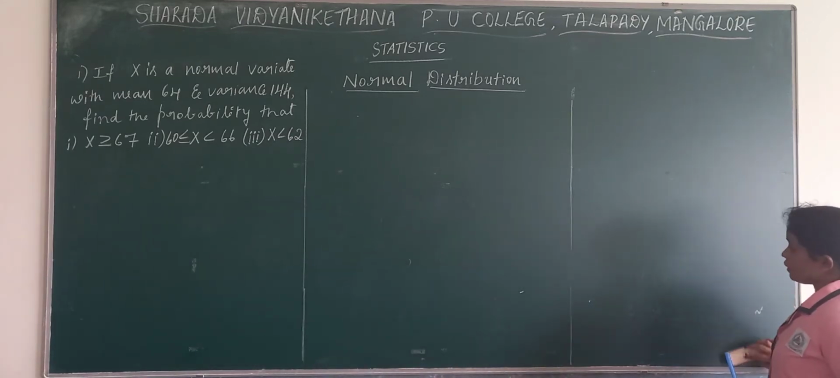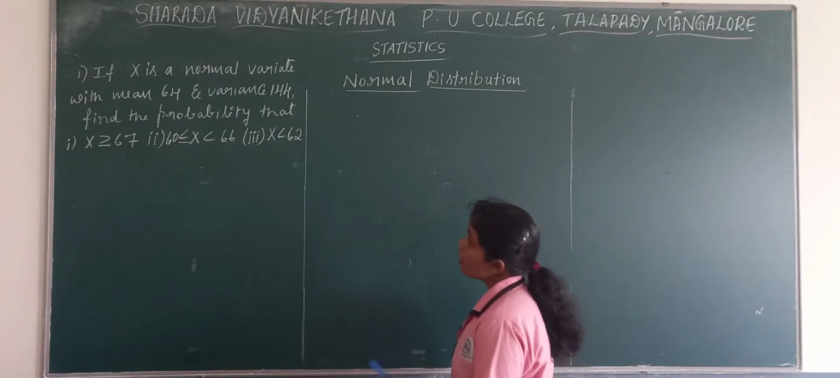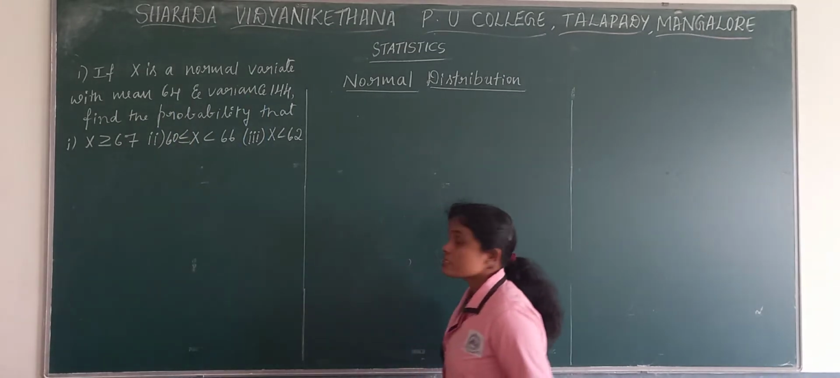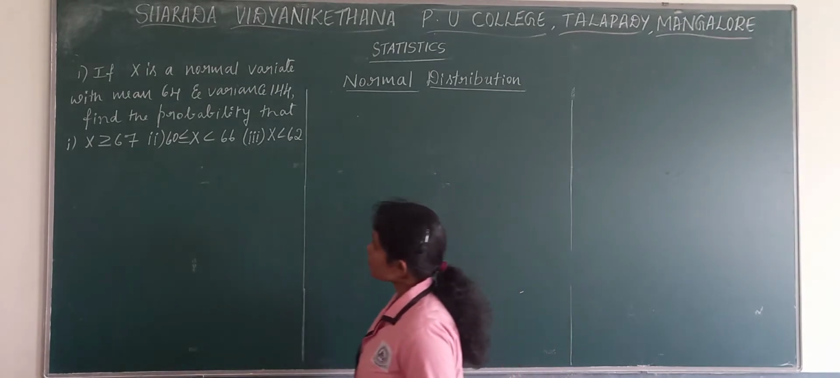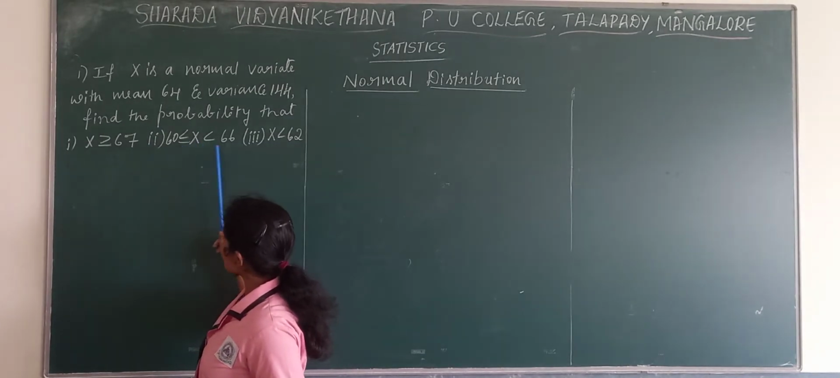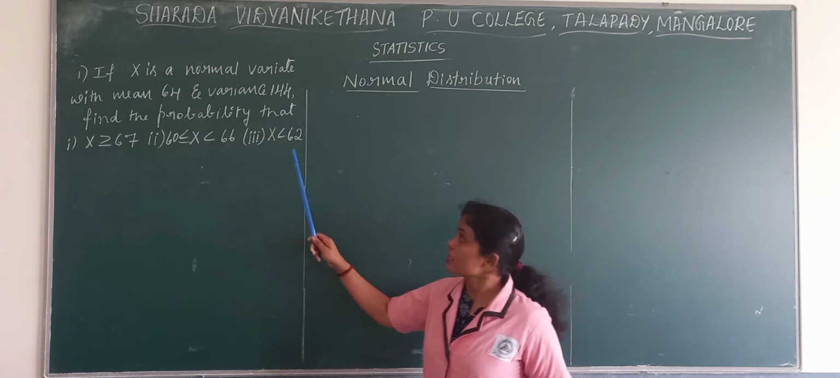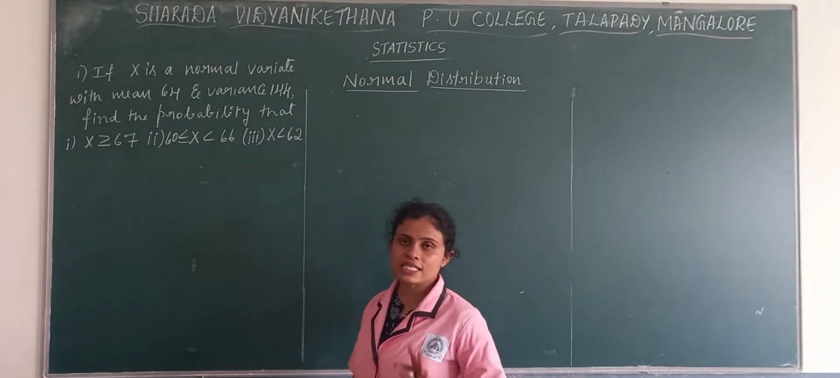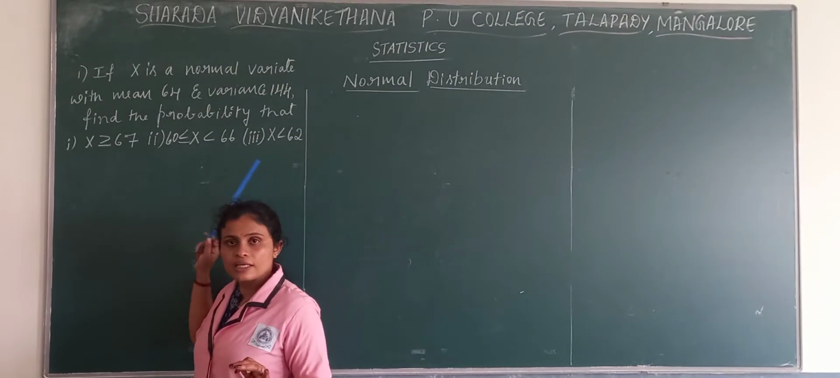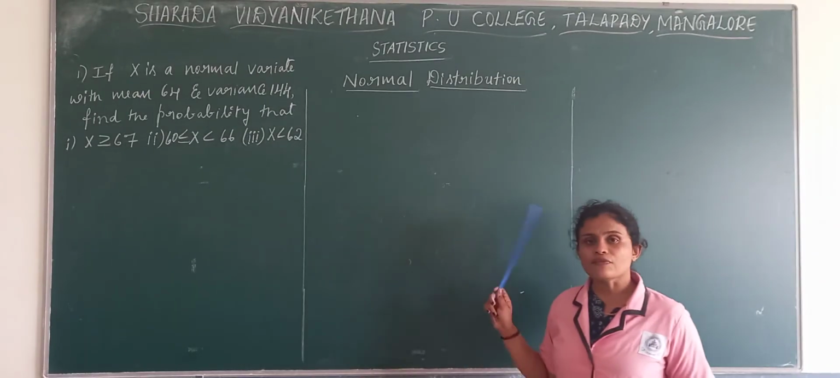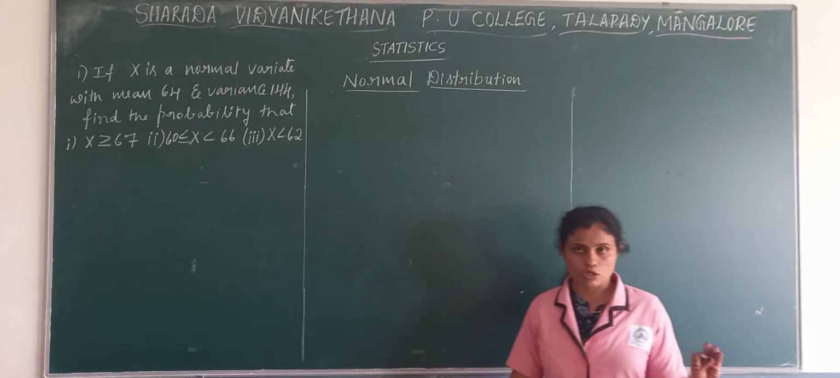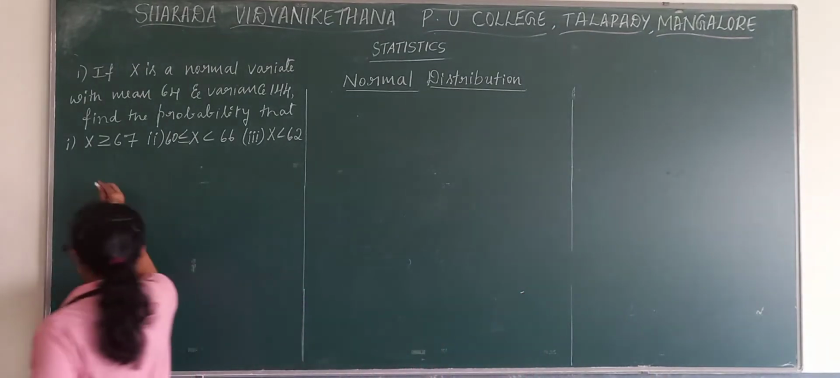Now we are on the first problem. If x is a normal variate with mean 64 and variance 144, find the probability that x is greater than or equal to 67, x is greater than 60 but lesser than 66, and x is lesser than 62. As I said, there are only 3 possibilities in a question: either greater than, lesser than, or in between, and all 3 will not come in one problem. Sometimes they will ask only 2, sometimes 3 possibilities will be given. Now write the solution.